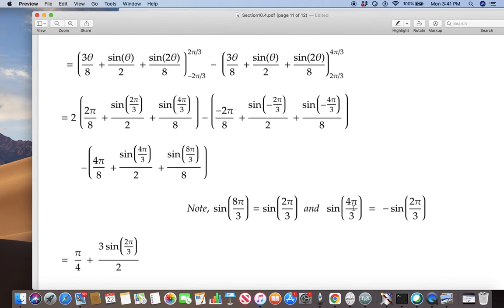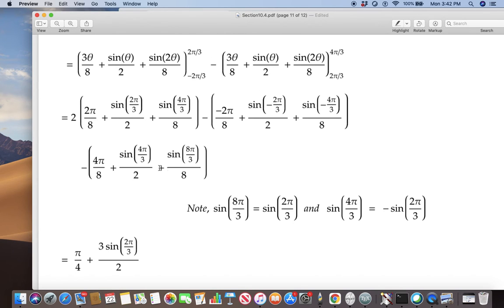On the other hand, 4 pi over 3 is in the third quadrant. 2 pi over 3 is in the second quadrant. So the sines of these two will be opposites. Sine 4 pi over 3 will be negative sine 2 pi over 3. So using this information, where I see 8, I'll replace 8 by 2. Where I see 4, I'll change the sign, negative. Because sine is an odd function, the negative comes out.